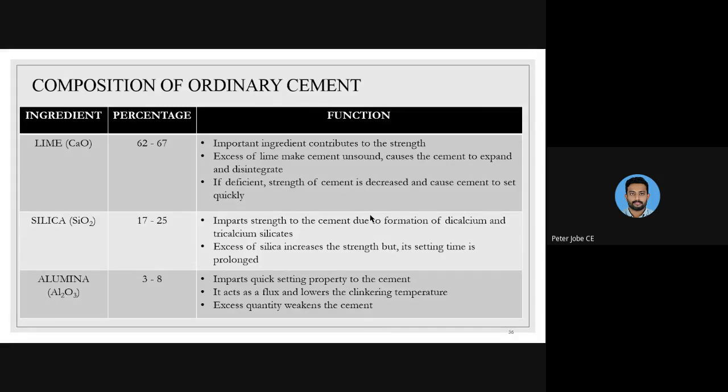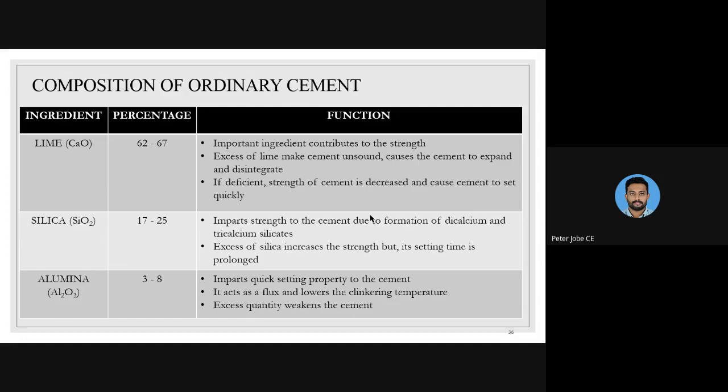And the next constituent, I was talking about the constituents, is silica dioxide, SiO2. The percentage varies from 17 to 25 percent, and all these manufacturers will try to keep within this limit, and it won't go beyond 25% in most cases. The function of silica is that it imparts strength to cement due to the formation of dicalcium and tricalcium silicates. So you need to remember these dicalcium and tricalcium silicates. In the next slide, I've taught you the details.